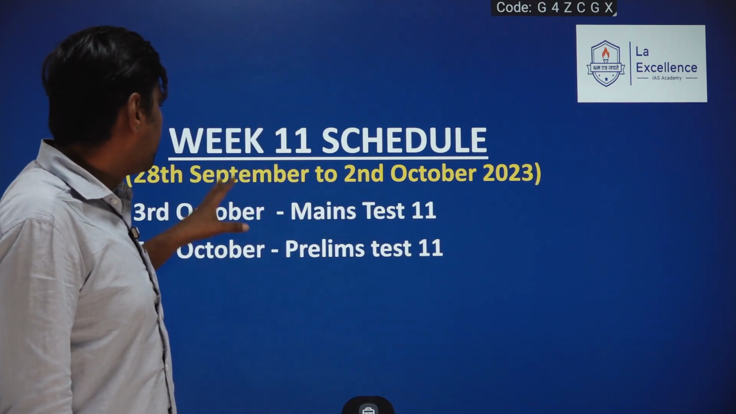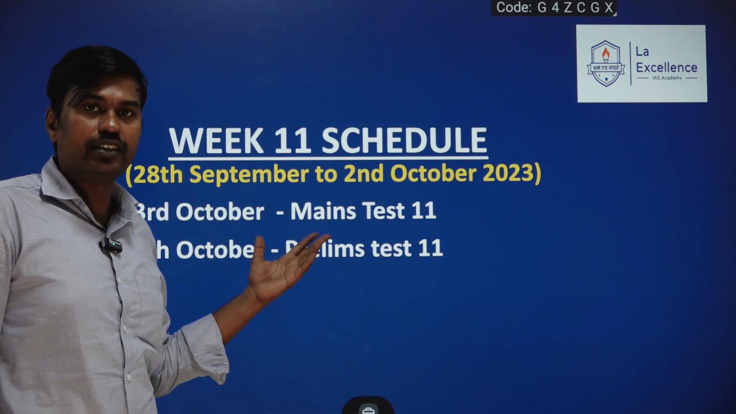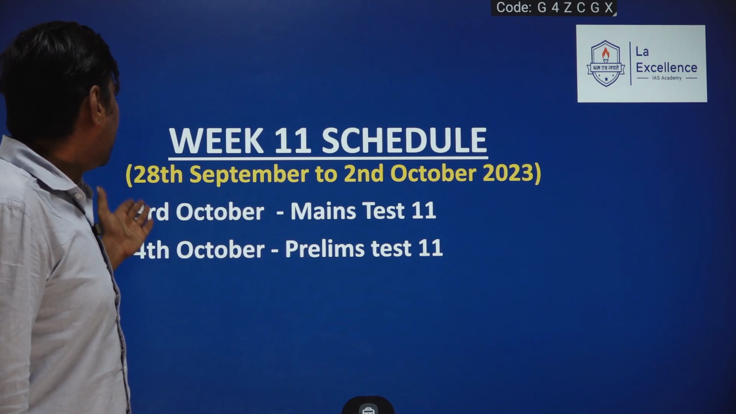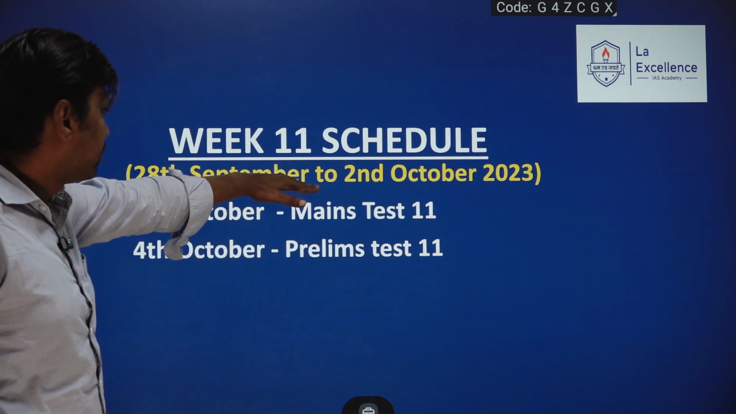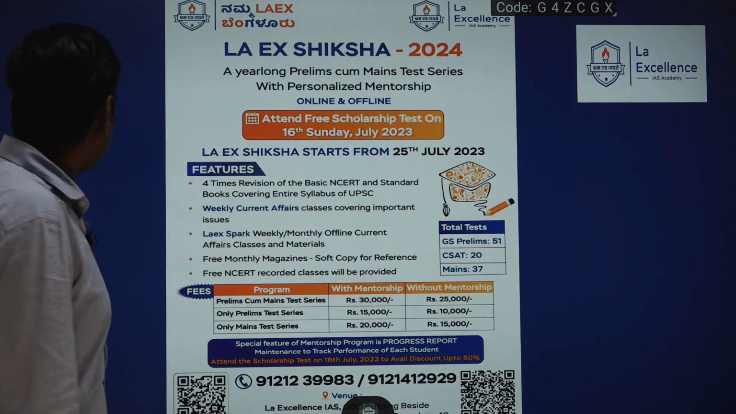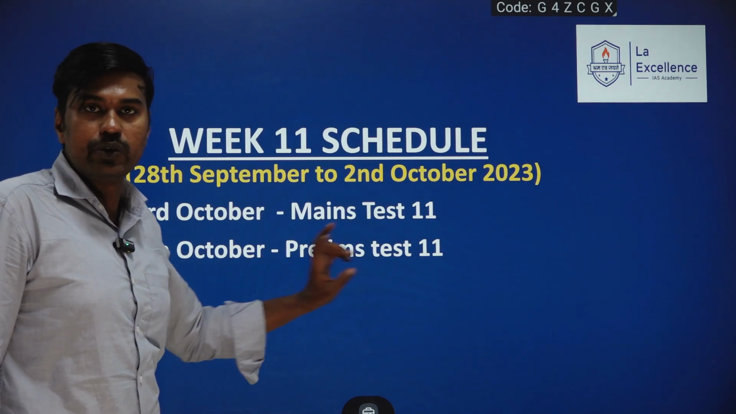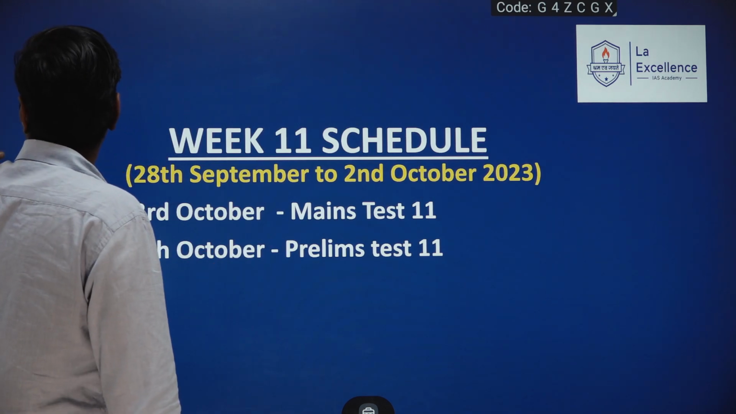For this particular test, you need to read the science NCERTs of 8th standard to 12th standard. We will see that. After reading for the 5 days, students need to take the test on 3rd of October, where the mains test will happen, and the prelims test is scheduled on 4th of October.